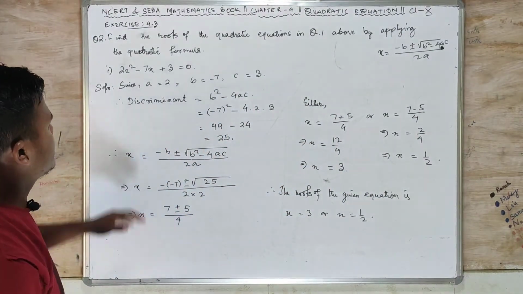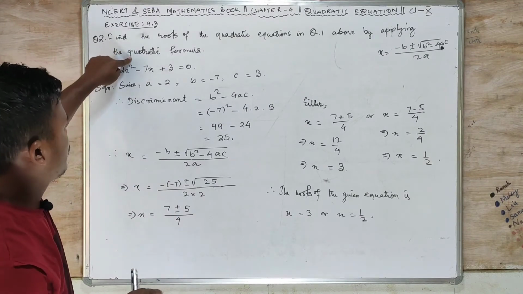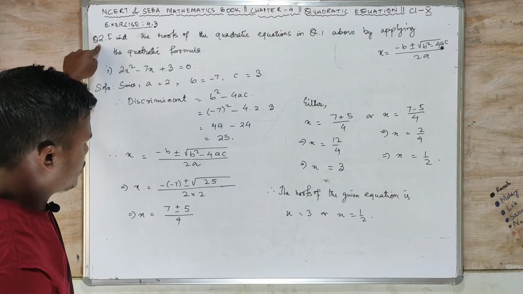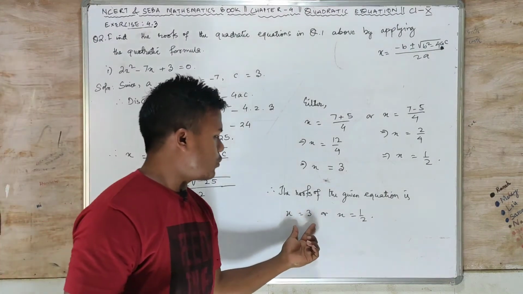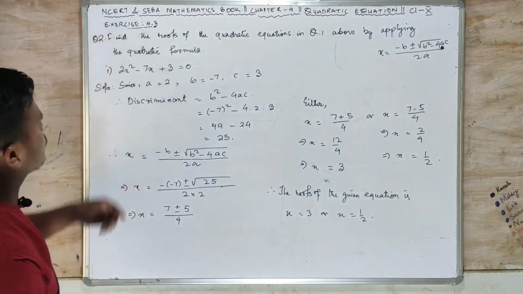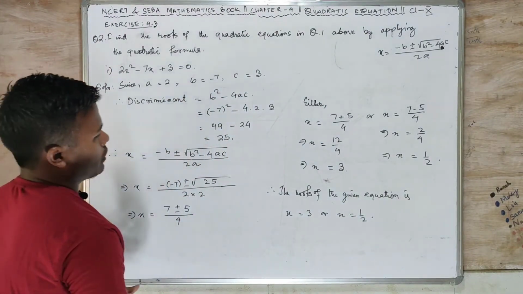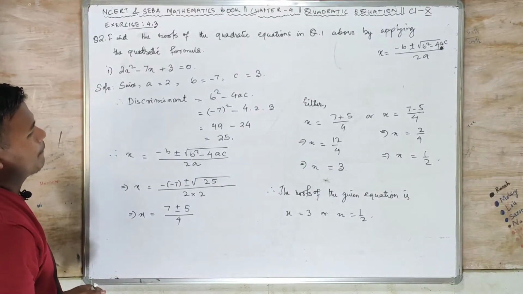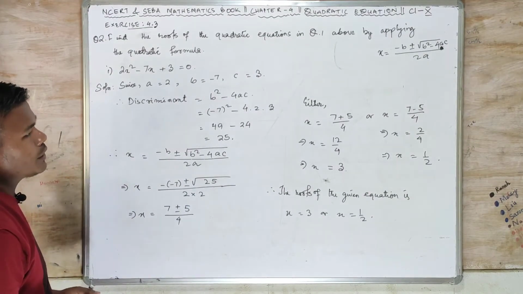So we have seen that when we go to question number 1, which is a completing square method, we have got the same answer, x equal to 3, and another value is 1 by 2. Even here when we use a quadratic formula, we have got the same result, which means our answer is absolutely right. So you see it and practice with the other question.